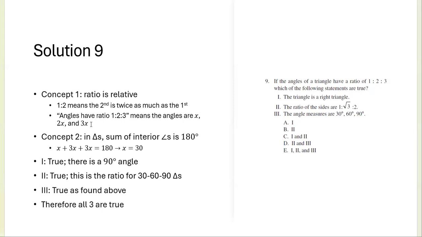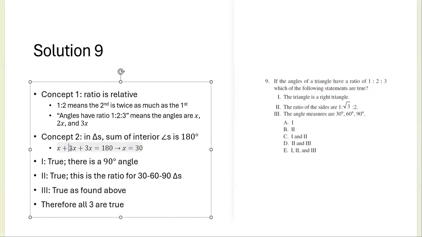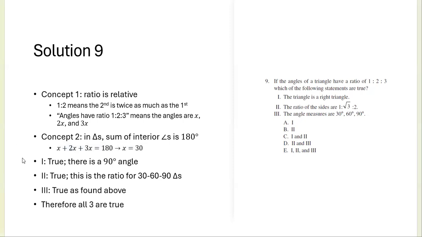So that's what I'm saying, this bullet point over here. And then concept number 2, we have the sum of the interior angles is 180. So we have x plus 2x, this should be a 2 over here, plus 3x is equal to 180. So 6x is 180, x is 30 as a result, all right?